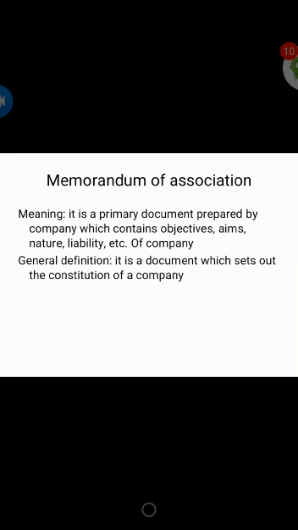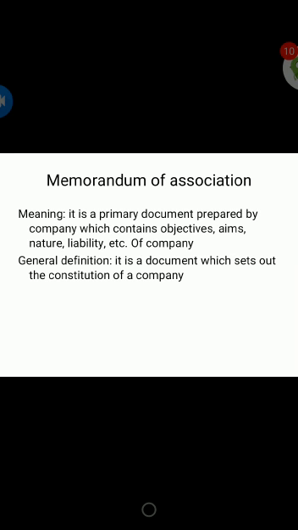The first document is your Memorandum of Association. So what is this Memorandum of Association? The meaning says that it is a primary document prepared by the company which contains the objectives, aims, nature, liability, etc. of the company. It is a primary document, which means it is the first document. We can also say that it is a stable document. It cannot be changed without the prior permission of the central government.